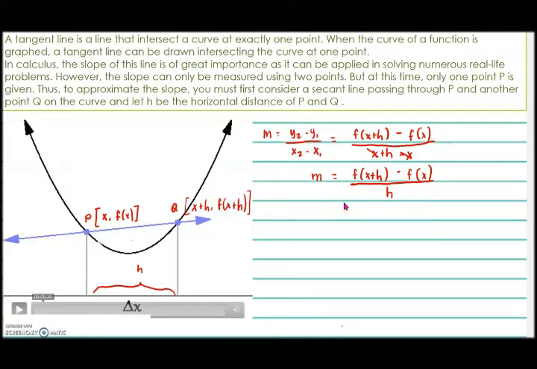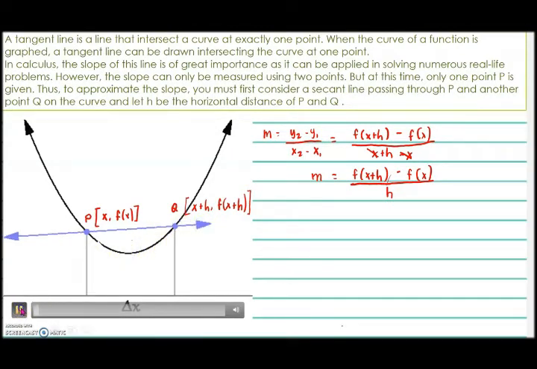Now bear this in mind that we are looking for the slope of the tangent line at any point on the curve. Now let's look at the behavior of our second line as h approaches 0, or as Q grows closer and closer to P. Alright, moving our Q closer and closer to P, let's see.